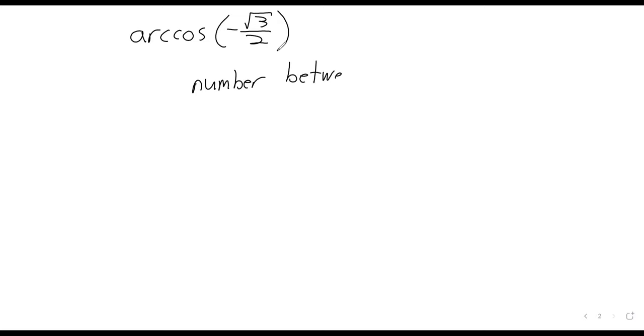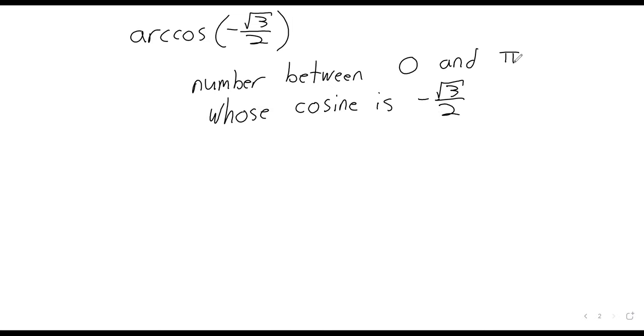So similarly, but let's give something with a negative sign in it. The arc cosine of the negative square root of 3 divided by 2. So this is the number between... a different restriction this time. No longer negative pi over 2 to positive pi over 2. Now it's between 0 and pi. Whose cosine is the negative square root of 3 over 2.